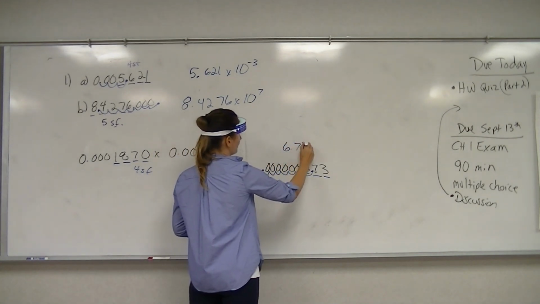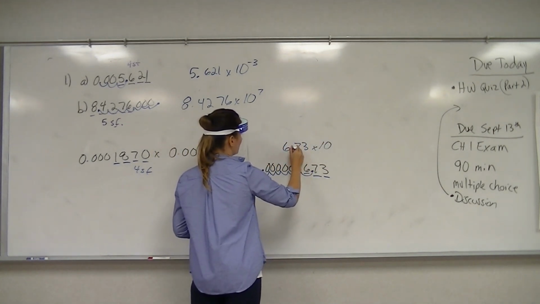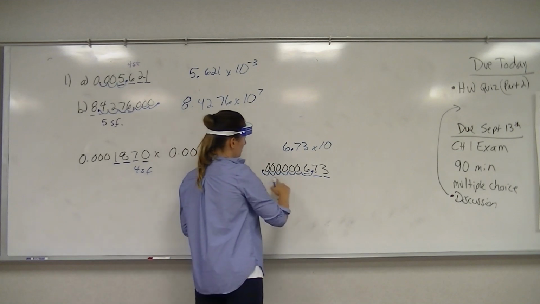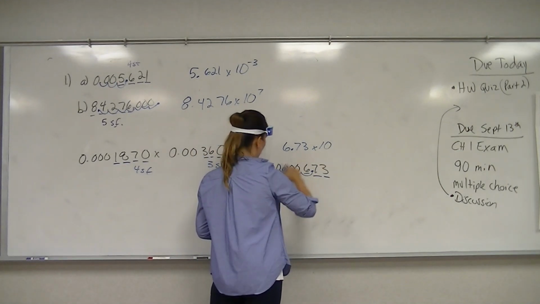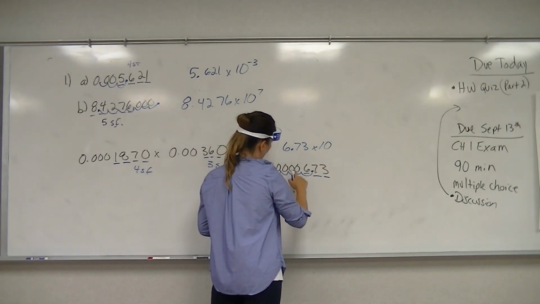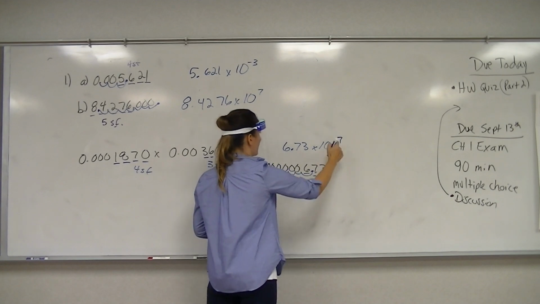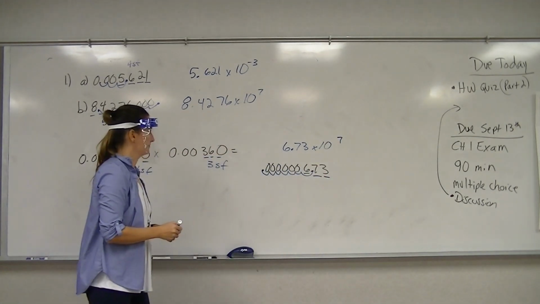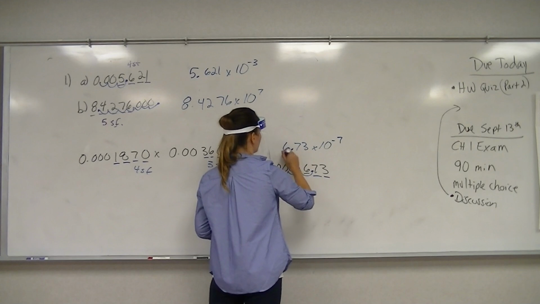So 6.73 times 10 to the, so we're trying to get it there. Yep. Negative or positive exponent? Negative.